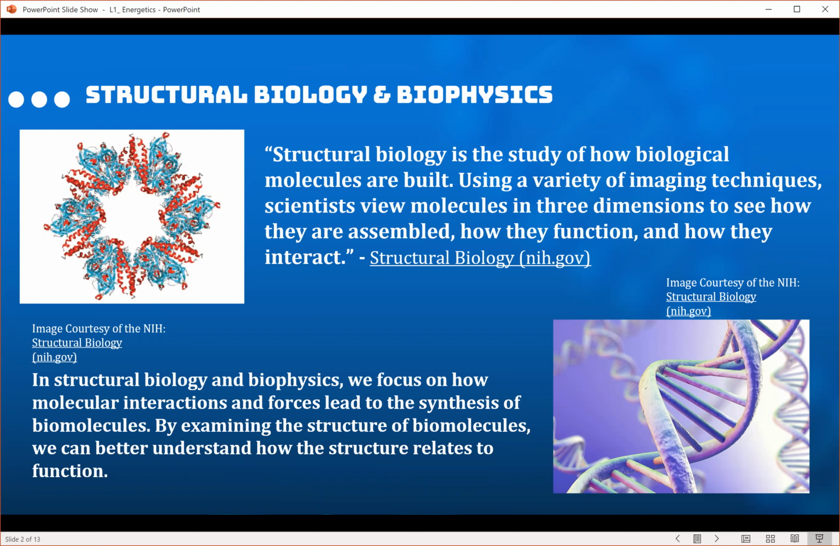In structural biology and biophysics, we focus on molecular interactions and the forces that lead to synthesis of biomolecules. We understand how these interact in 3 dimensions. And that's really what structural biology tries to understand: the physics behind why the double helix is shaped the way it is, and why protein structures fold the way they do into alpha helices and beta sheets.